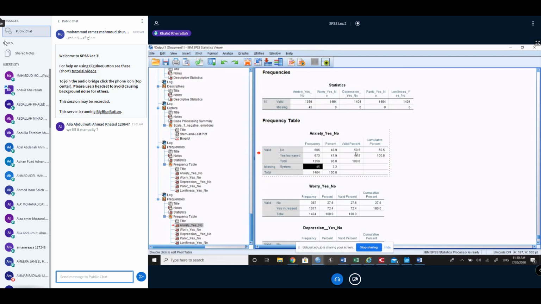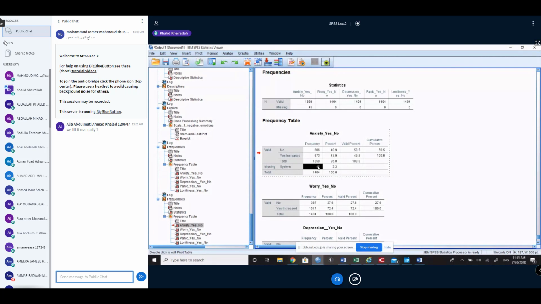So this table should be reported as such. 49.5% of participants reported to have anxiety, and we have 43.2% or 45 cases missing. Okay, so when I report this table, I will report the yes, the no, and the total. And the total is 1359, and I'll give you an indication that the actual number is 1404. So you'll figure out that there are missing cases here, which is 45.